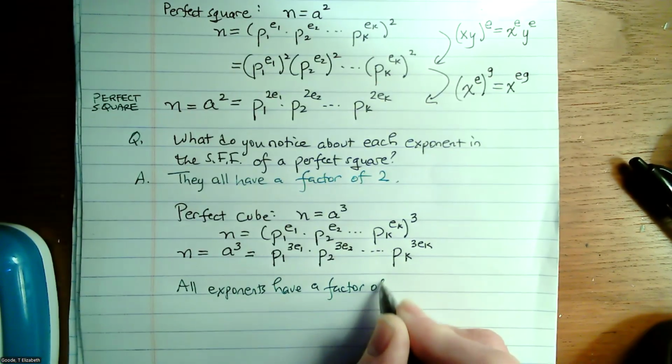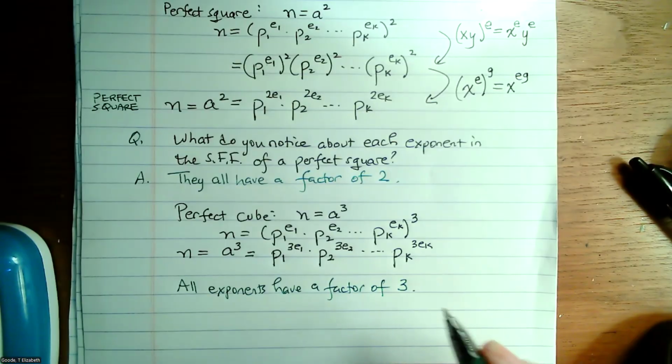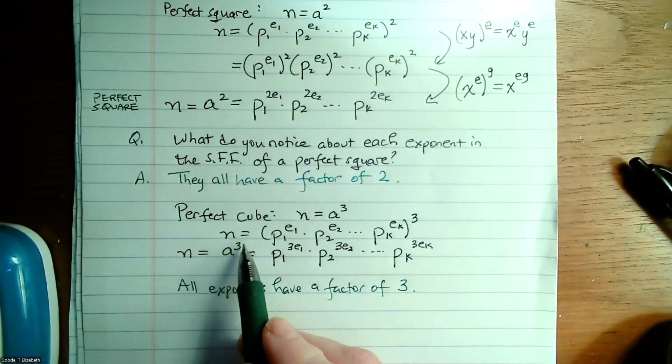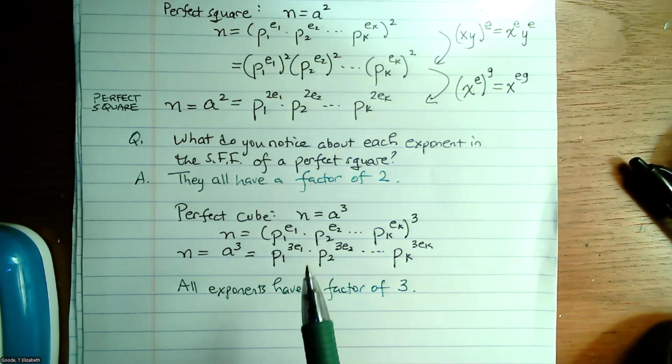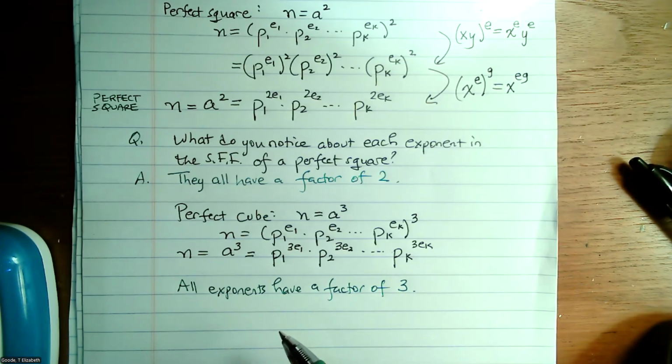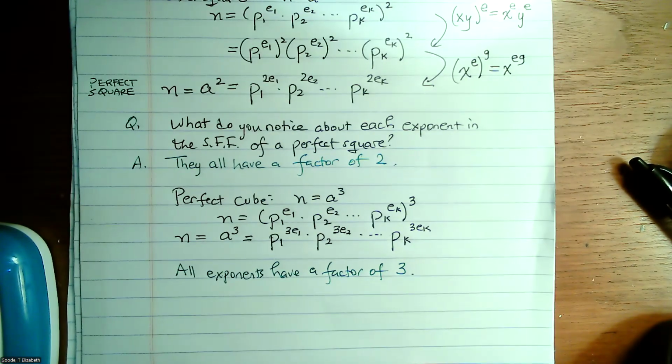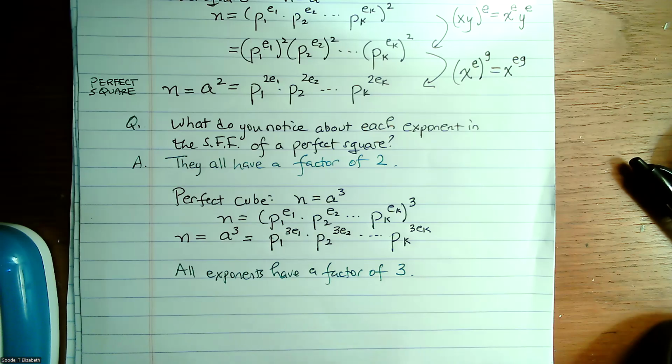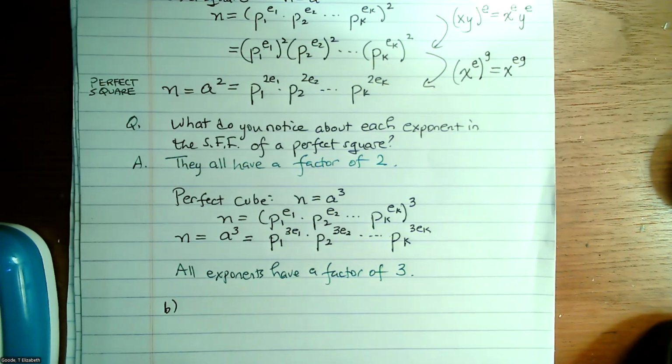And there is something called a perfect quartic, and that's an n that looks like a to the fourth. There is something called a perfect quintic. That's when n equals a to the fifth. And this same idea generalizes, right? What do you think every exponent is divisible by if we're looking at n, which is a perfect quartic? It's equal to a to the fourth. They would all be multiples of four. That's exactly right.